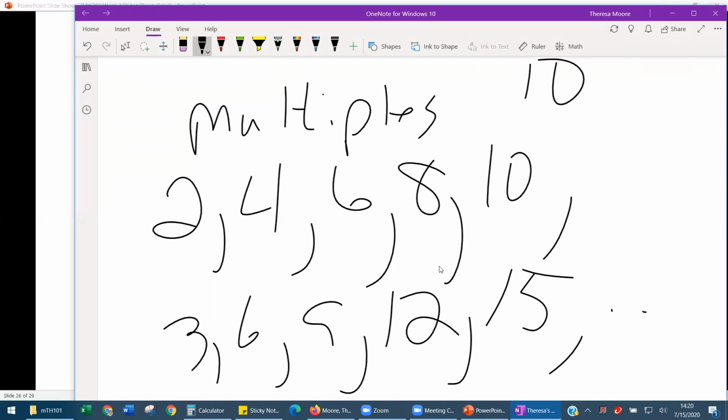So common multiples are multiples that are common. So if we look at 2 and 3, a common multiple is right here, 6.